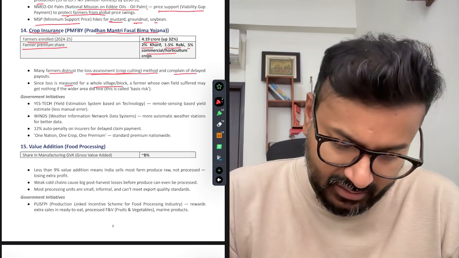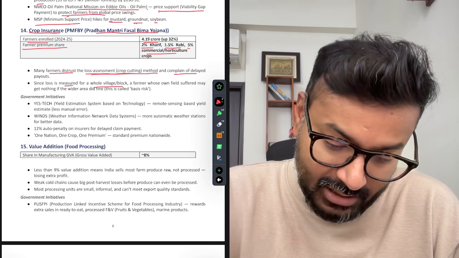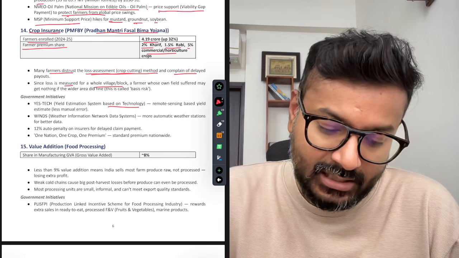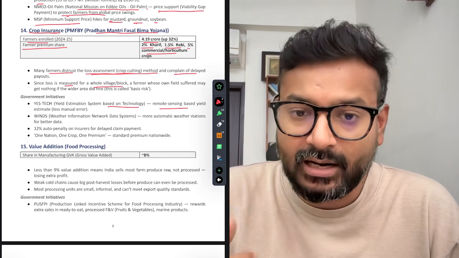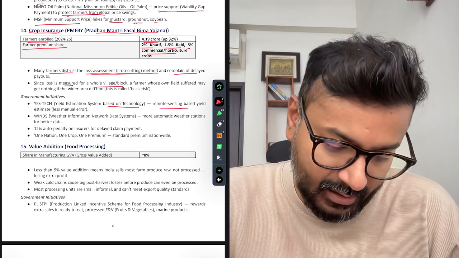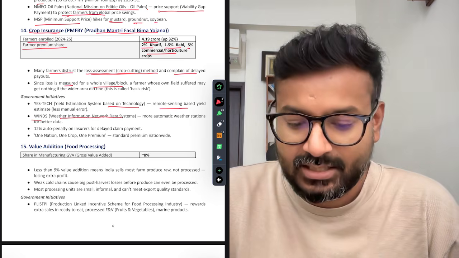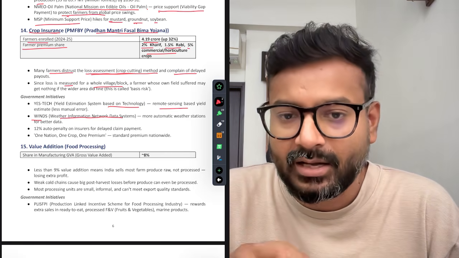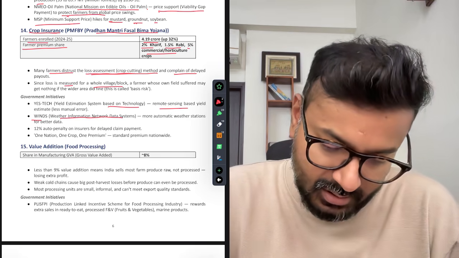What are some government initiatives here? First is use of technology. So a lot of technology, like the Yield Estimation System based technology, YES-TECH, which does remote sensing based yield estimation. So there is less error in estimation of loss, and the farmers will get a fair amount at the estimated time. There is also WINDS, which is the Weather Information Network Data System. What it provides is more automatic weather stations for better data. So again, better data will lead to better estimation of crop loss.